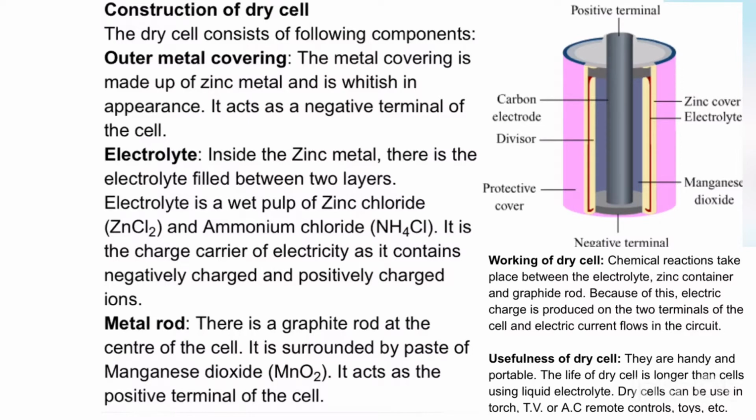Second, electrolyte. Inside the zinc metal, there is electrolyte filled between two layers. Electrolyte is a wet pulp of zinc chloride, that is ZnCl2, and ammonium chloride, that is NH4Cl. It is the charge carrier of electricity as it contains negatively charged and positively charged ions. Metal rod. There is a graphite rod at the center of the cell. It is surrounded by paste of manganese dioxide, that is MnO2. It acts as the positive terminal of the cell.